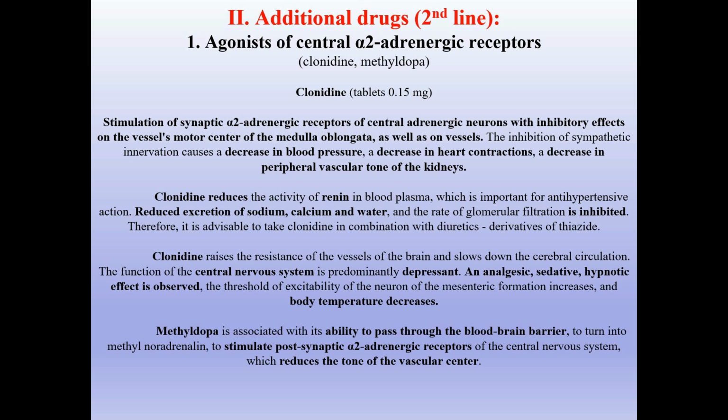The inhibition of sympathetic innervation causes a decrease in blood pressure, a decrease in heart contractions, a decrease in peripheral vascular tone of the kidneys. Clonidine reduces the activity of renin in blood plasma, which is important for antihypertensive action. Reduced excretion of sodium, calcium, and water, and the rate of glomerular filtration is inhibited. Therefore, it is advisable to take clonidine in combination with diuretics, derivatives of thiazide.